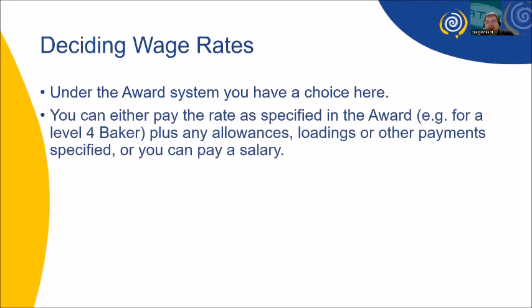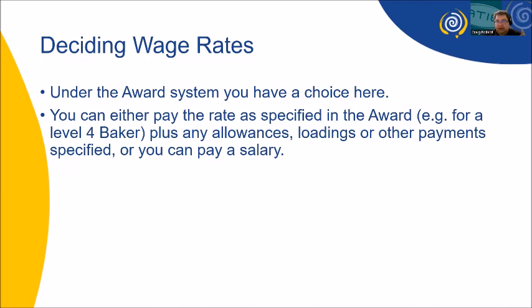Now, deciding wage rates. I say you've got a choice. We know what award you're covered by now. We know what sort of employee you want to hire, full-time, part-time, casual. We know what hours we want them to work. We want them to work an afternoon shift, and we want them to work Thursday through to Monday. All right, so that means that they're going to get weekend penalties, they're going to get shift penalties, and so on.